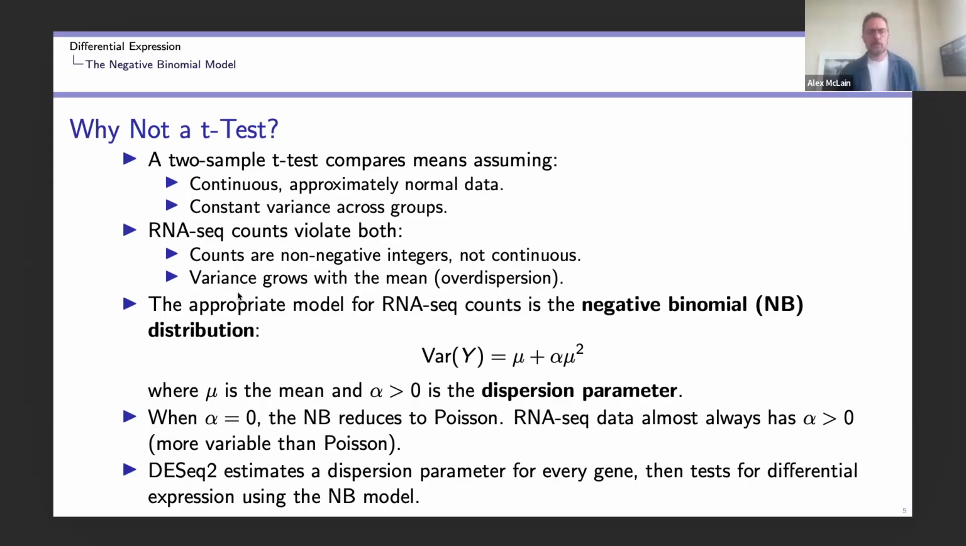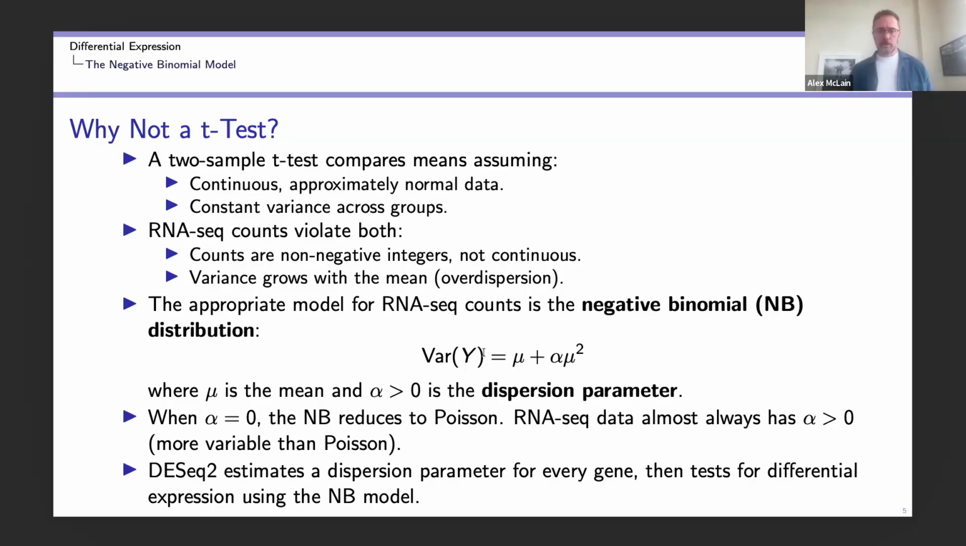So one of the common models to use for RNA-seq counts is this negative binomial distribution. So the negative binomial distribution is for count data, and the variance of the negative binomial distribution is equal to the mean plus alpha times the mean squared.